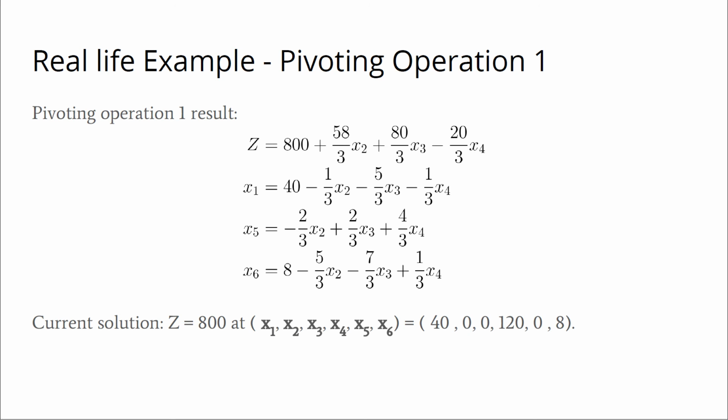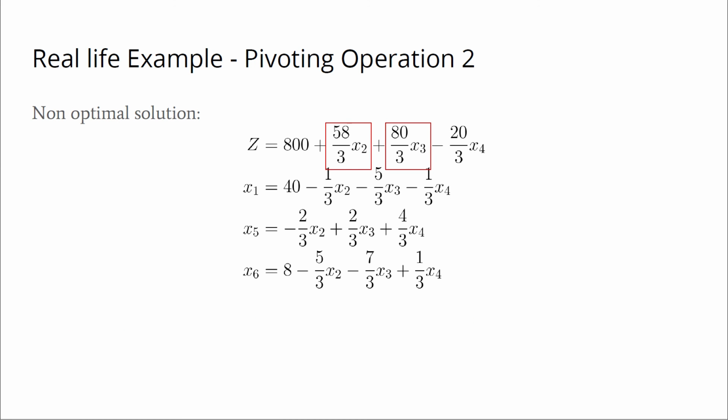Now you may want to pause the video and try to solve the rest of the problem on your own. When you have finished, you can start the video to check your answer. Looking at the objective function, we see the variables x2 and x3 have positive coefficients. This means that we haven't reached the optimum solution. So let's apply the pivoting operation again.